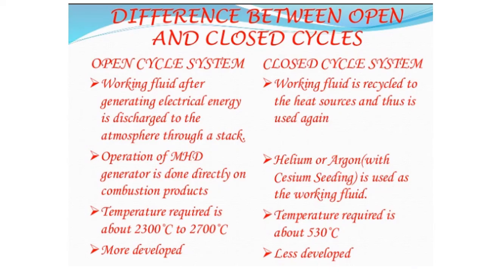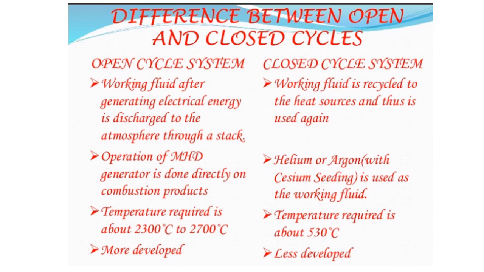So the difference between open and closed cycle system. In open cycle system, working fluid after generating electrical energy is discharged to the atmosphere through a stack. In a closed cycle system, working fluid is recycled to the heat source and thus is used again. See, the difference is that in open cycle the hot gases are expelled, but here it is not expelled. The working fluid is recycled to the heat source and thus is used again and again.